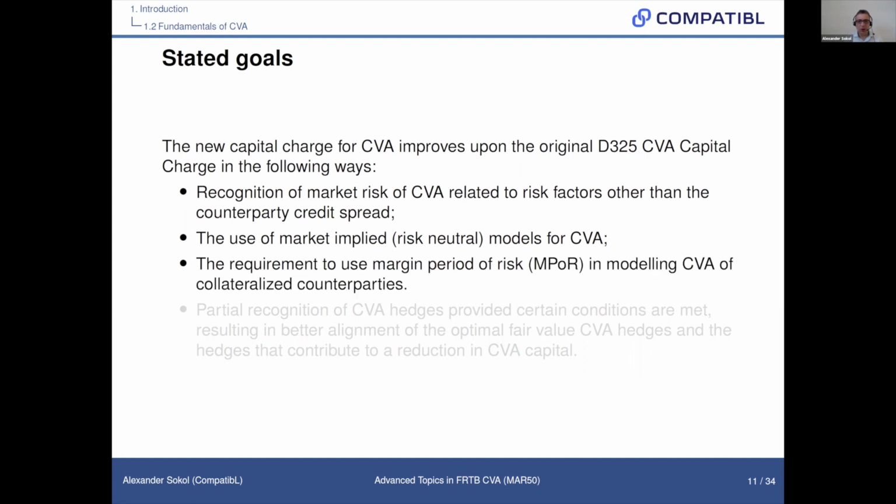There is a requirement to use margin period of risk in modeling CVA of a collateralized counterparty. That's actually an interesting one, because there are a lot of firms still to this day, even though now the auditors as well as the regulators are becoming increasingly unhappy with it, but I would say maybe not today, but until recently, a lot of banks were computing CVA on collateralized counterparties by simply not computing it, assuming it's zero.